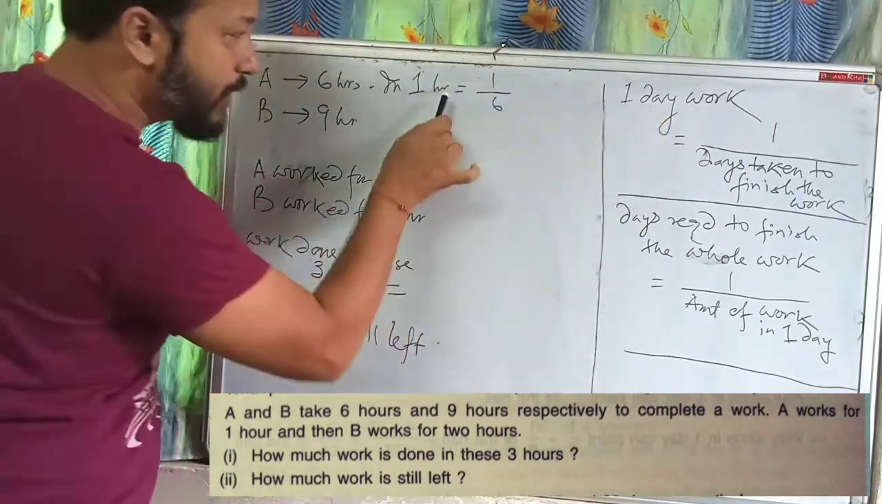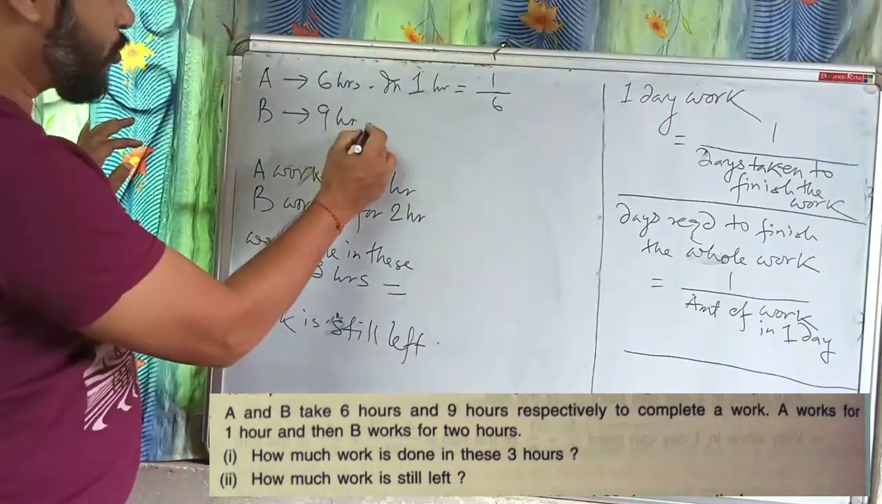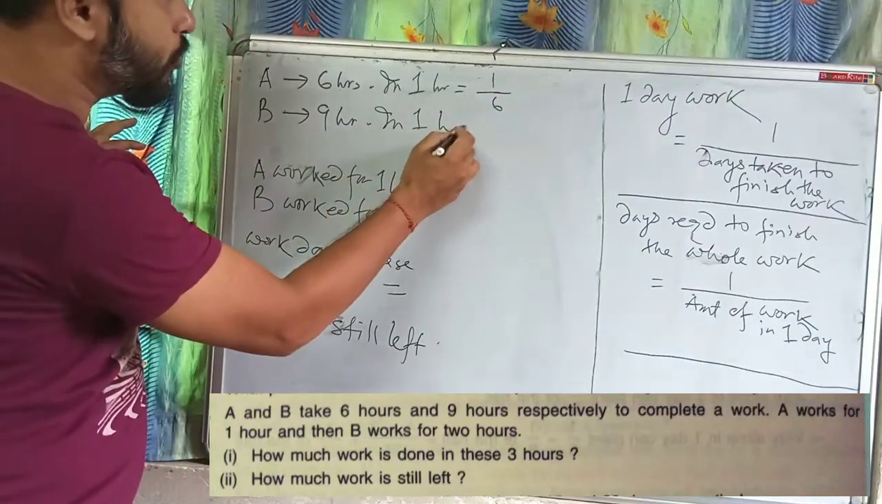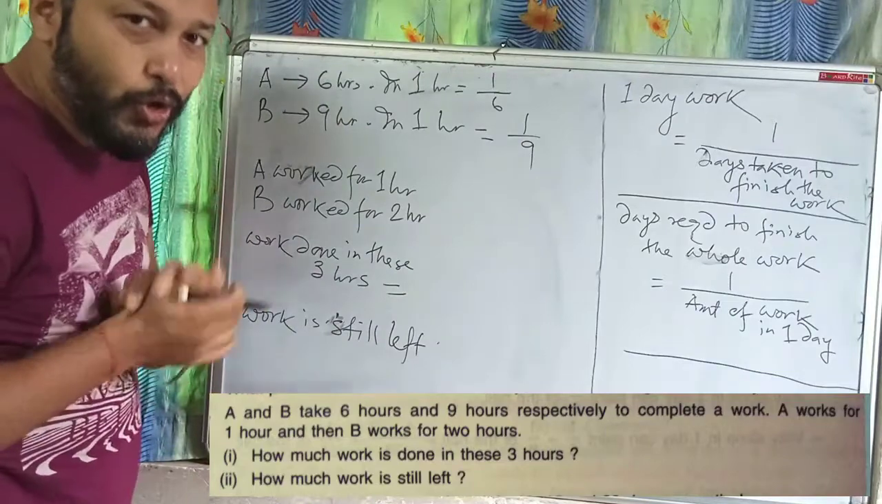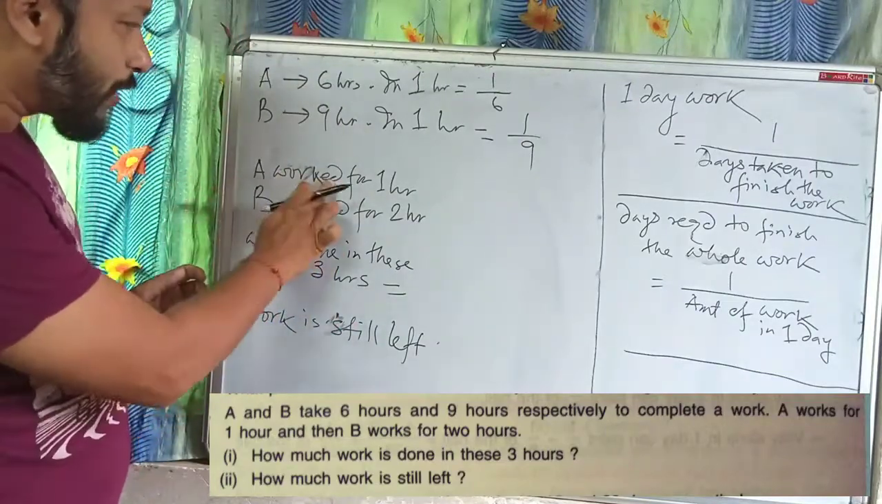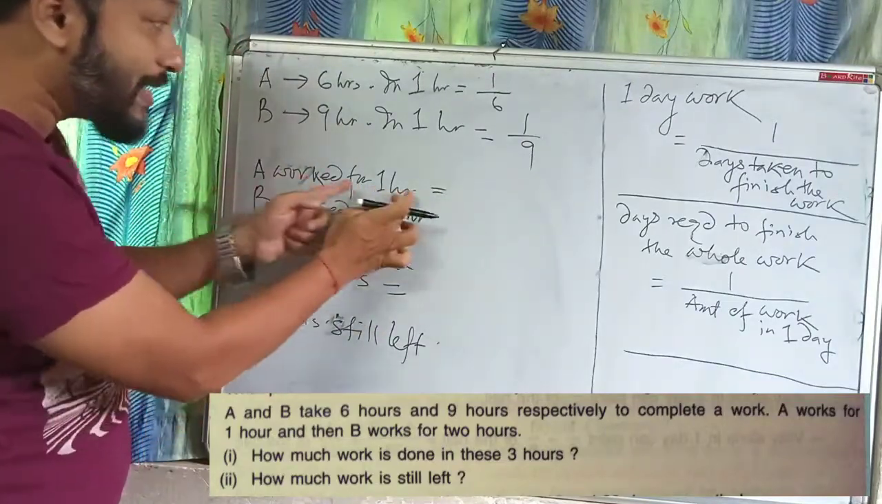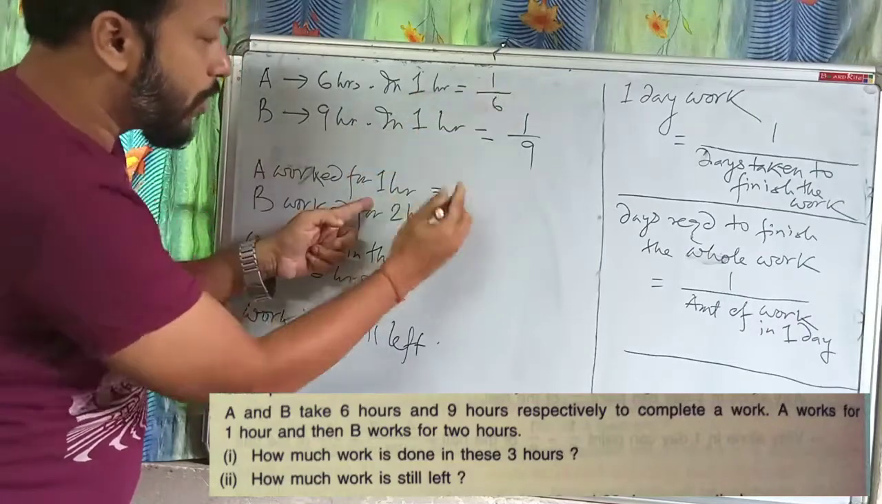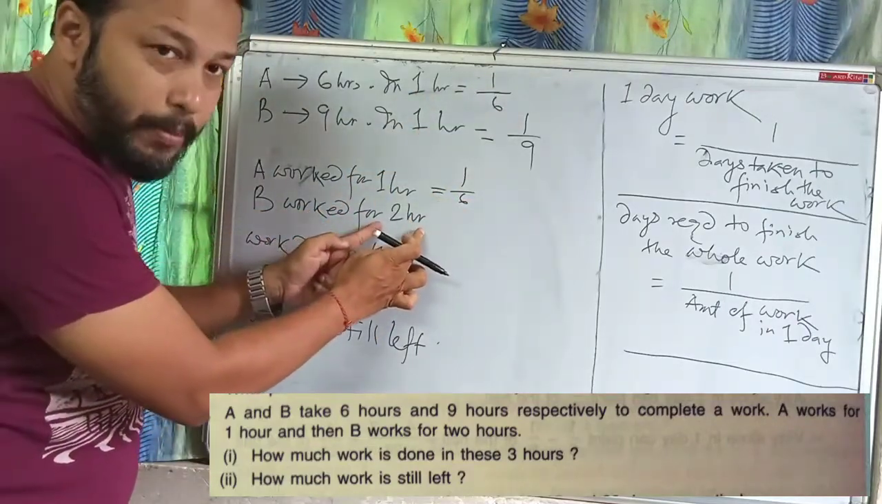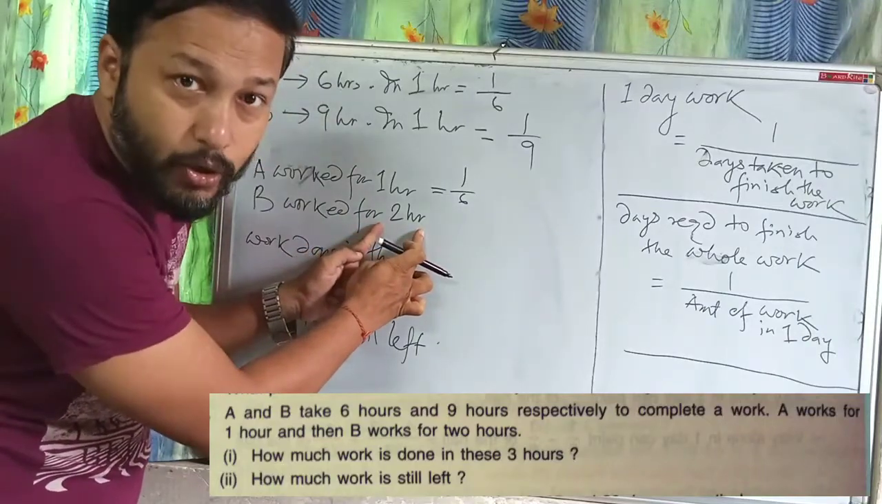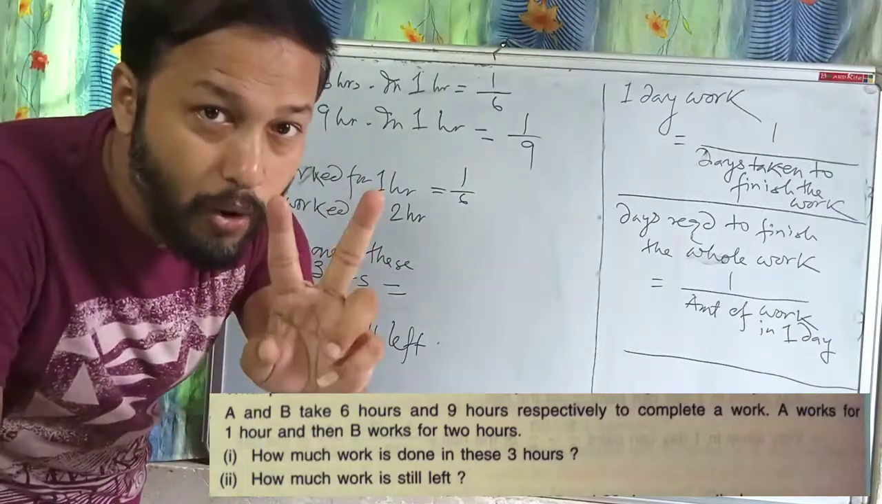Okay, instead of day, I am using hour now. So in 1 hour, how much work will B finish? 1 by 9. Now, according to the question, A worked for 1 hour. So how much work has A done? 1 hour, that is 1 by 6. And how much work has B done? B has worked for 2 hours.